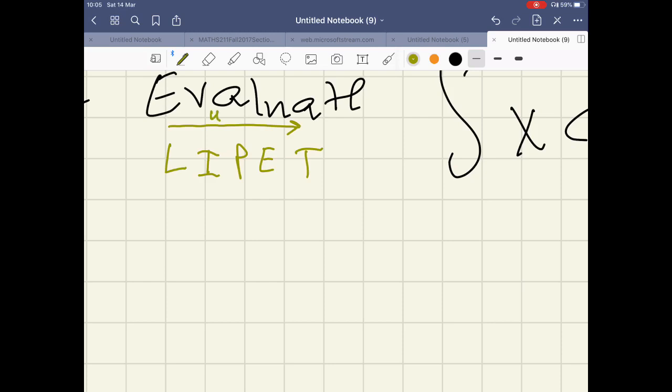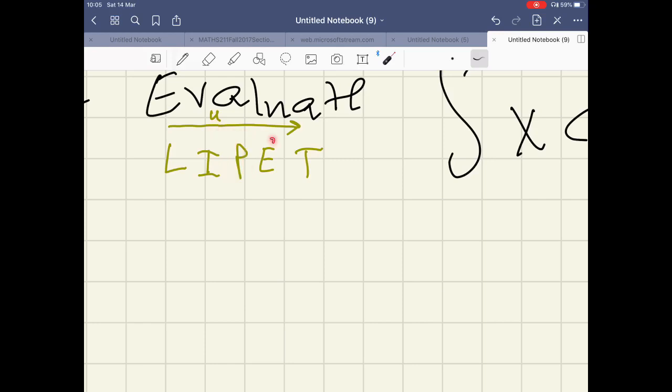So if we see first a logarithmic function, that will be our first choice to be u. If we see an inverse function first, that is the candidate for u. If we see a power function, x squared, x cubed, x minus 5, x to the power half, this will be my first choice to be u.